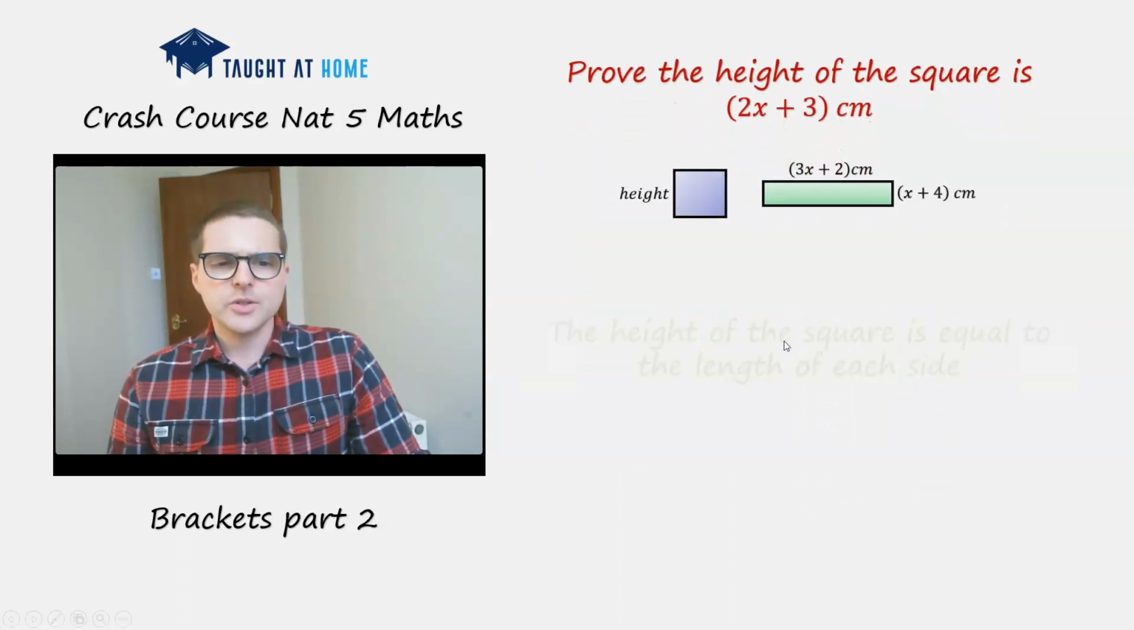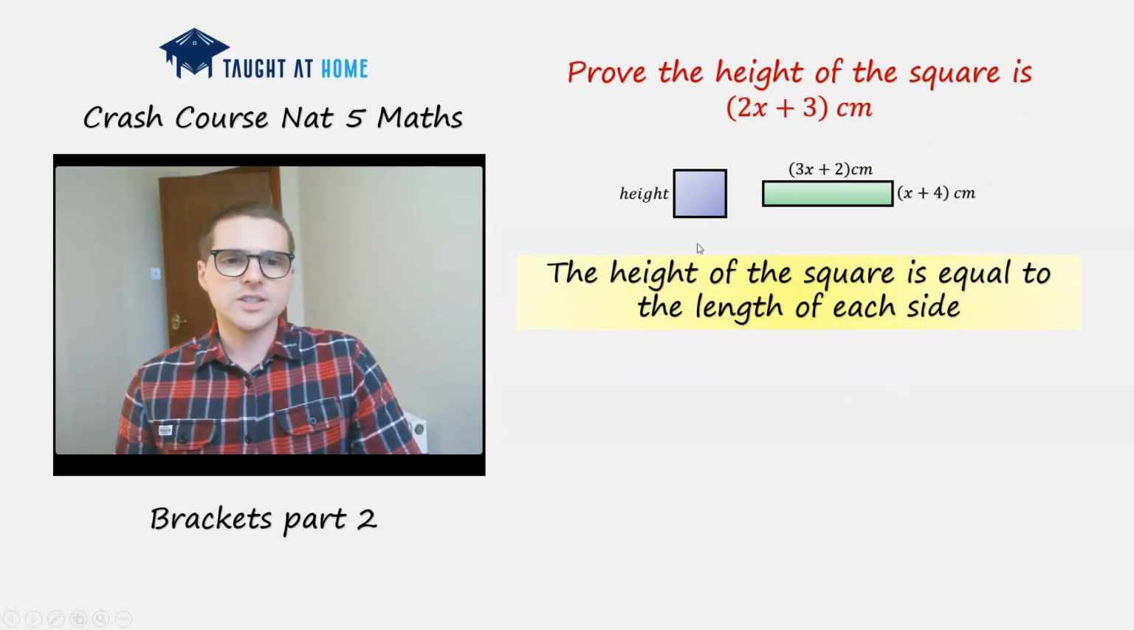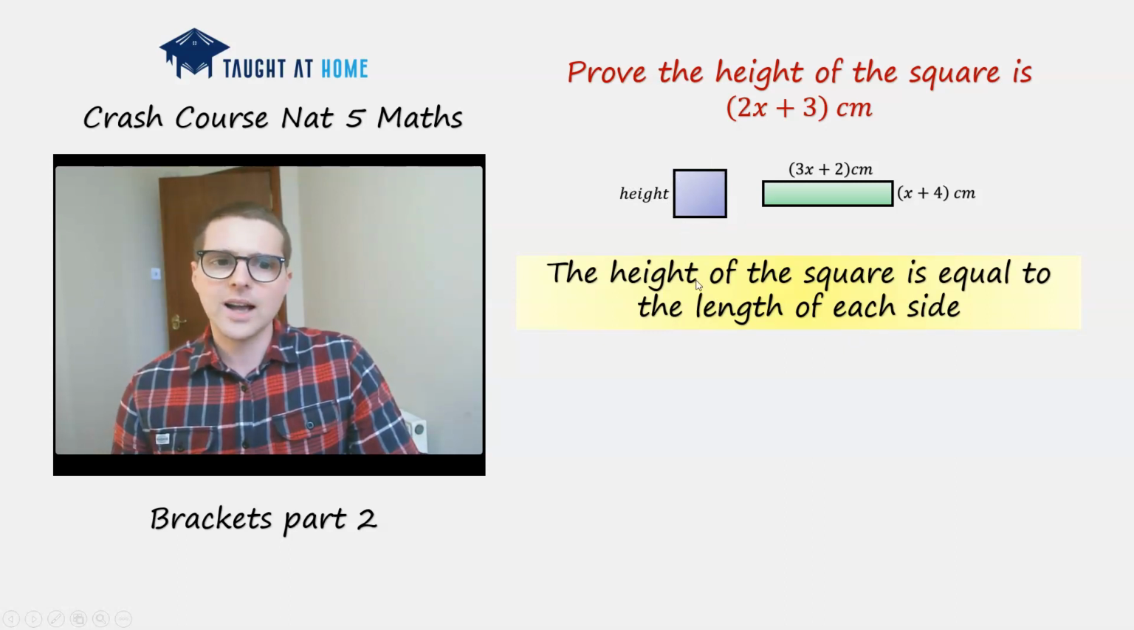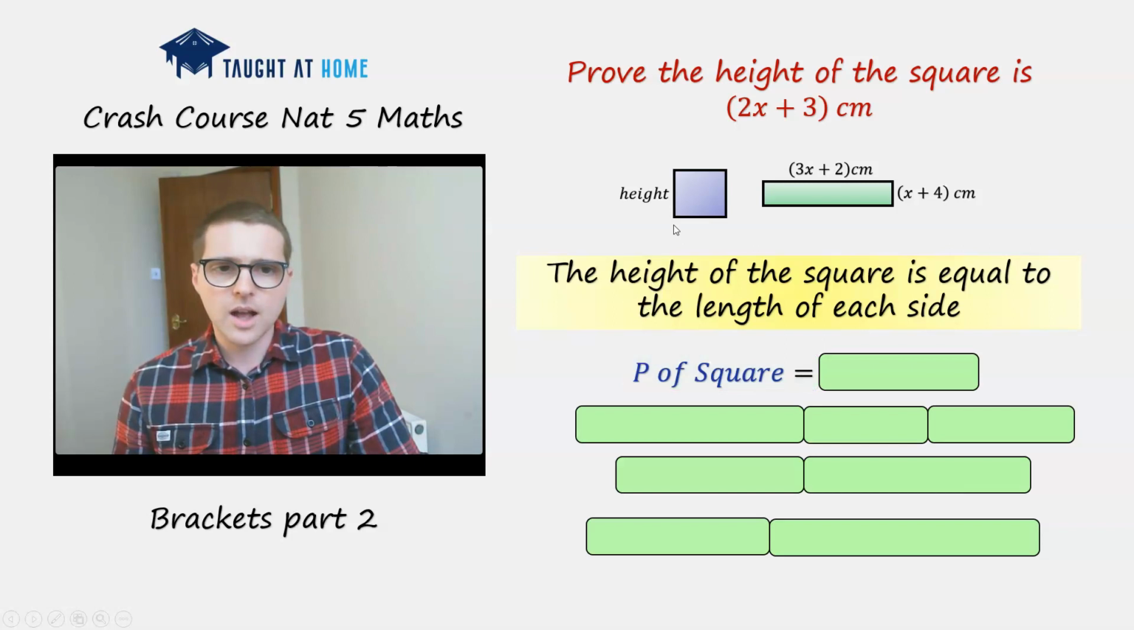So the first thing to do is we need to recognise that the height of the square is equal to the length of each side. So how many heights do we have? Well, we've got this one, we've got that one, we've got this one, this one. So we've got 4 heights. So what we can do is we can say that the perimeter of the square is equal to 4 times the height.